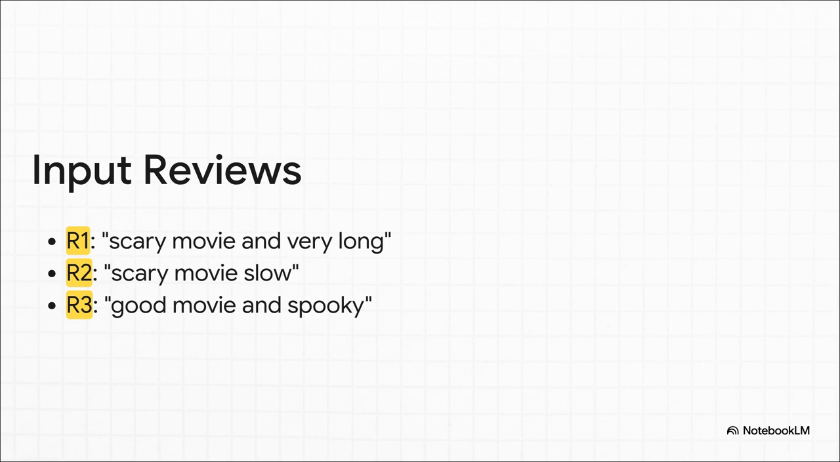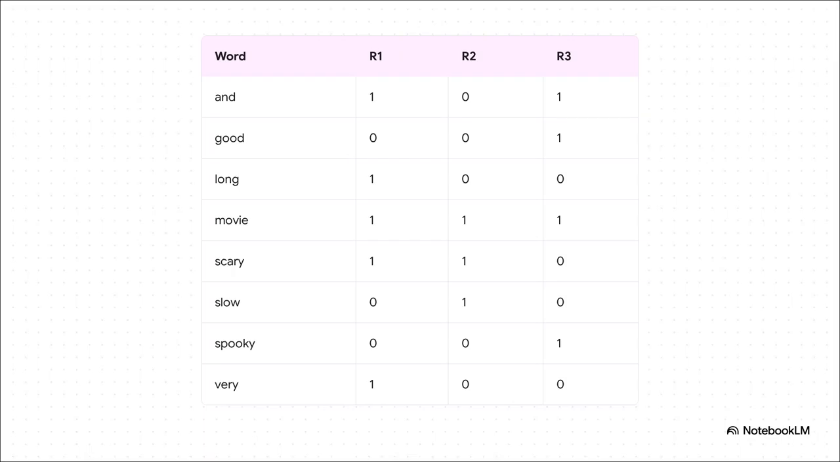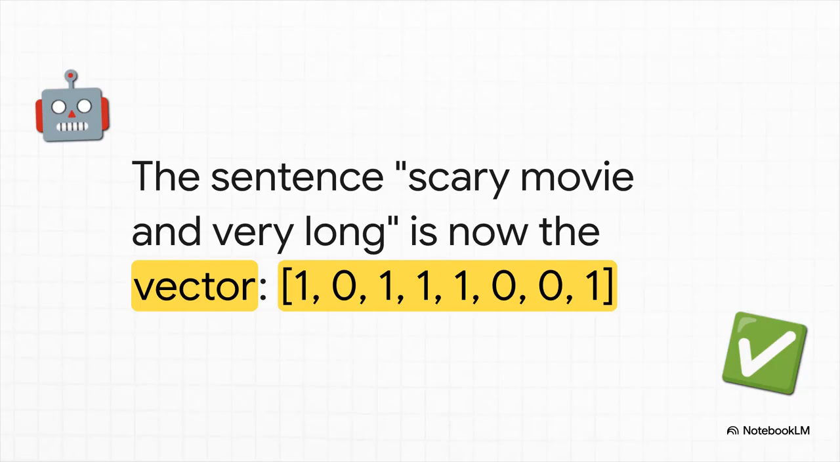We'll use a classic, simple technique called bag of words. So with the bag of words technique, the first thing we do is build a vocabulary of every single unique word in our corpus. Then, for each review, we just count how many times each word from our vocabulary appears. You can see the results right here in this table. And there it is, the final transformation. That row of counts for review 1, that is its vector. The sentence has officially become a list of numbers. We've done it. We've successfully converted text to a machine-readable format. Our product is fully assembled.